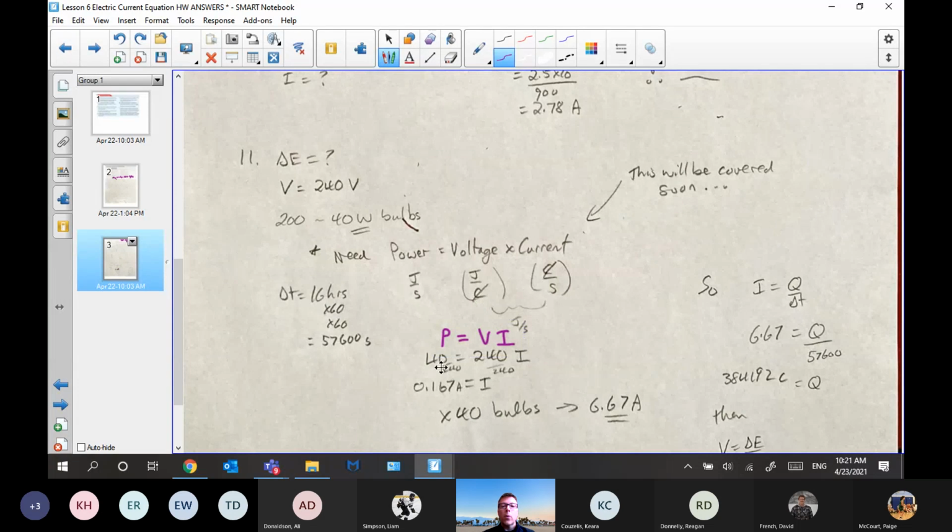So I've got the power of the 40 plugged in, got the voltage they told me of 240, and I've got the current. So I was able to solve for the current. And then there was 40 of those things, right? So you're like, okay, we'll multiply out and get a total current flowing in the building of 6.67 amps, right?